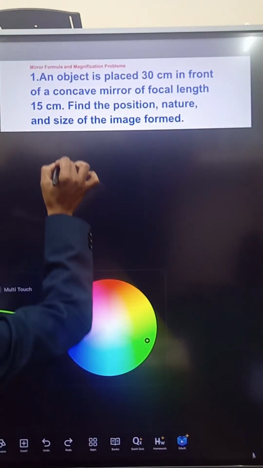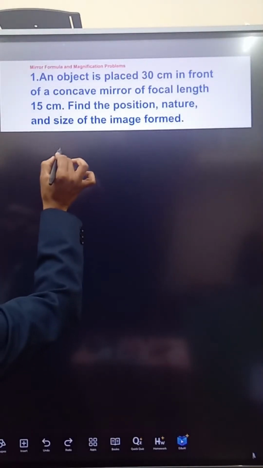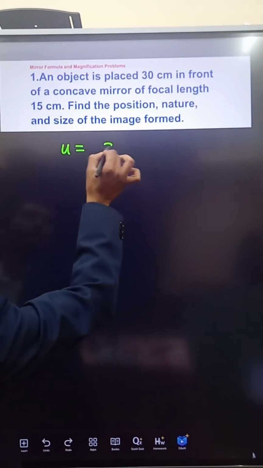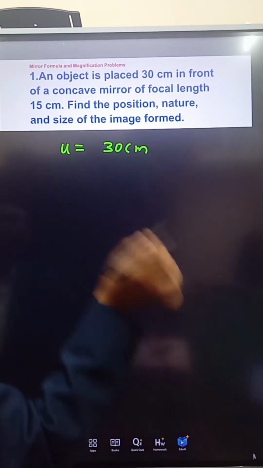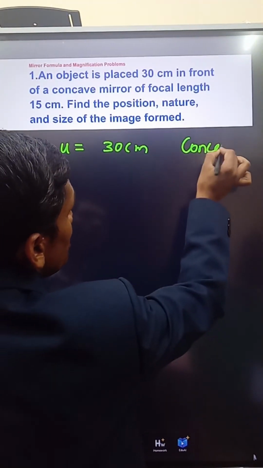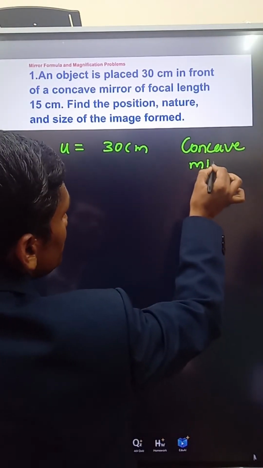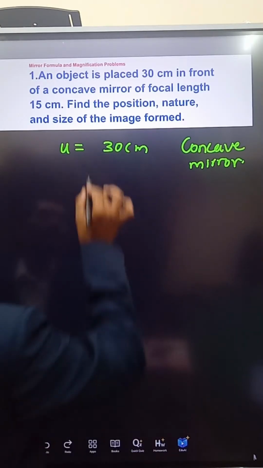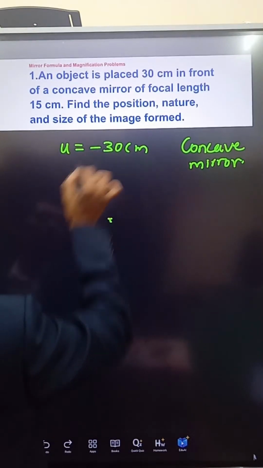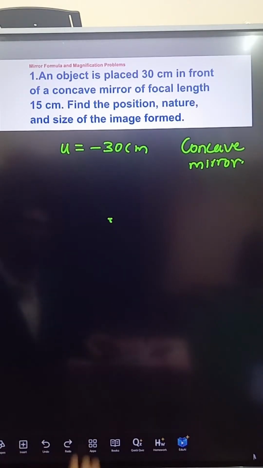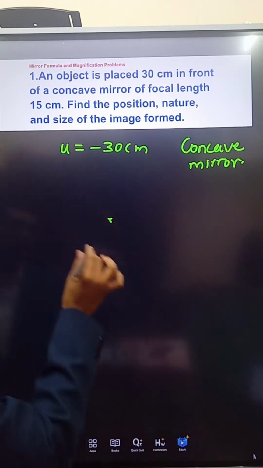If object distance is given, you write u, that is 30 centimeter. Now you will be having confusion about what sign to take. What they have mentioned there is a concave mirror, right? It may be a concave mirror or a convex mirror. One simple idea: u will always be negative, because we are keeping the object on the left side of the mirror. This is fixed, we are not changing it, so it is -u.